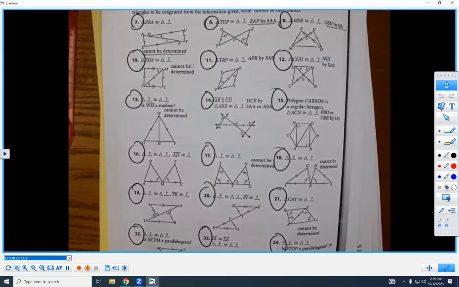Yeah, I'm confused. The only ones I'd have to sit on from the end, but I think that would be like 23, just because it's got a lot going on in there.